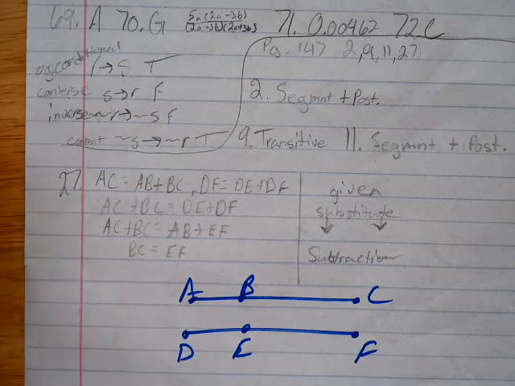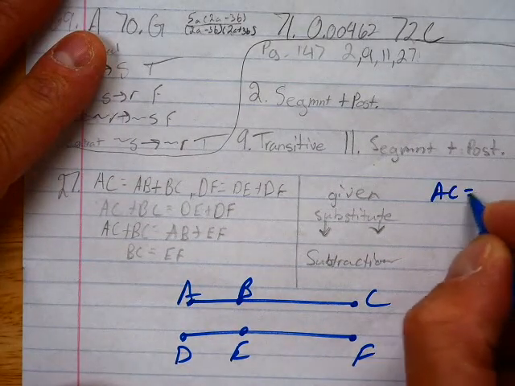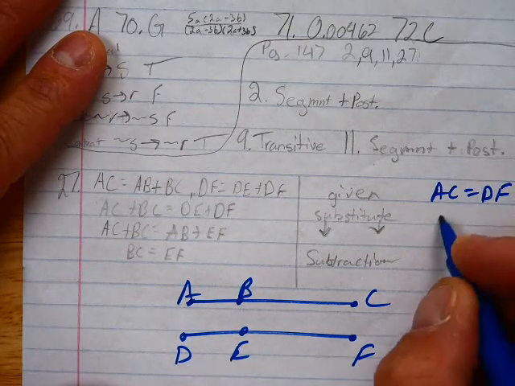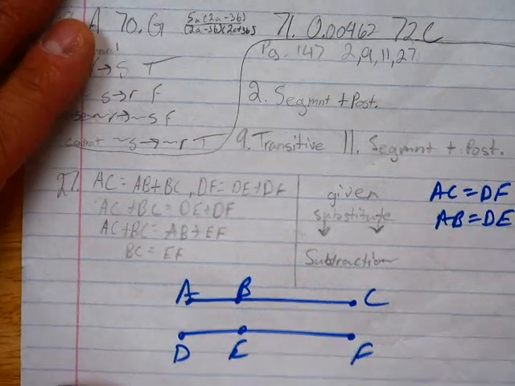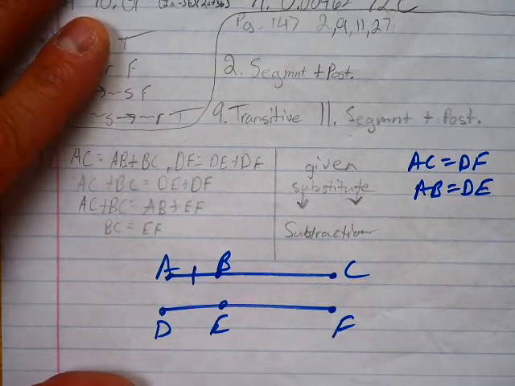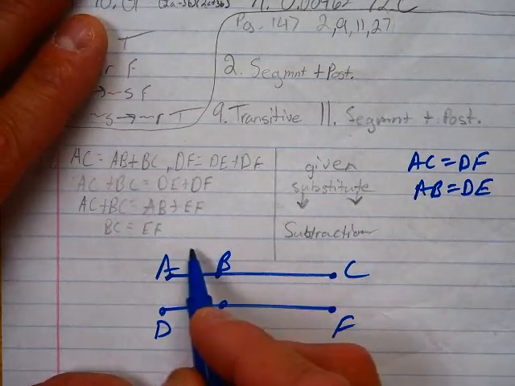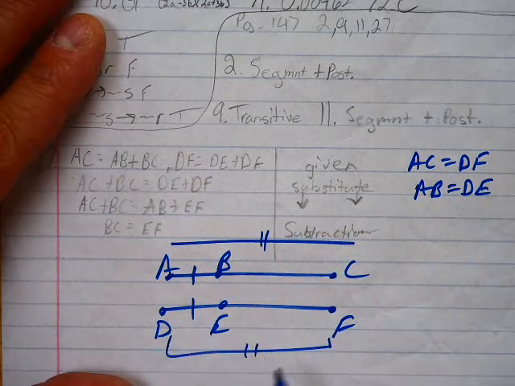Okay, so for the given information, it looks like you wrote different given than they have. They had given information AC equals DF and AB equals DE. And now I'm going to label this. AB is the same as DE. AC is the same length as DF.